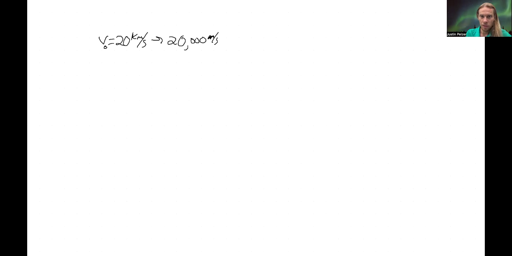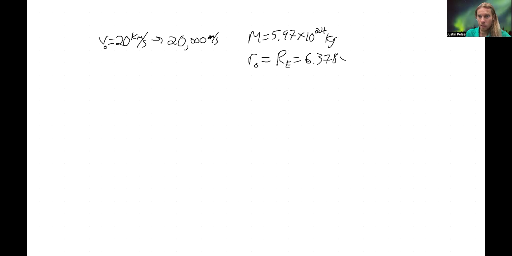Obviously, we need the mass of the Earth, 5.9722, but I'll round to 5.97 times 10 to the 24 kilograms. And of course, the radius of the Earth, which is the initial radial distance of the rocket, is the radius of the Earth, which is 6.378 times 10 to the 6 meters, or 6,378 kilometers. But I'll start in meters, make that easy. So that's our information. Obviously, we know big G, but I'm not going to write it.